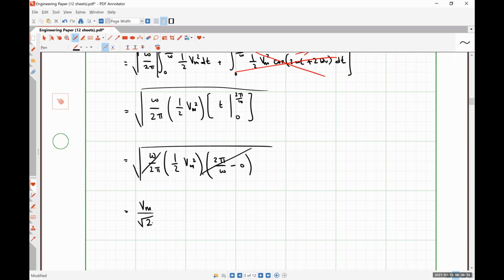What I believe to be extraordinarily interesting about this result is that the effective value of a sinusoidal waveform is entirely independent of the frequency of the sinusoid and the phase angle of the sinusoid. So it literally does not matter how fast the signal is oscillating, or how far it's been time shifted to the left or to the right. The effective value of a cosine function or a sine function is always simply its amplitude divided by the square root of 2.